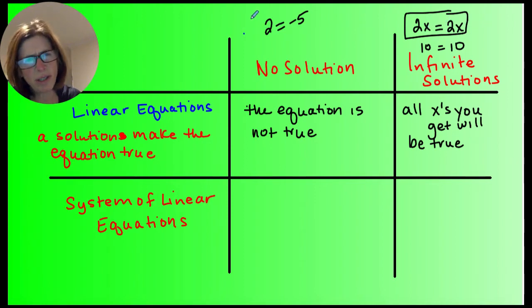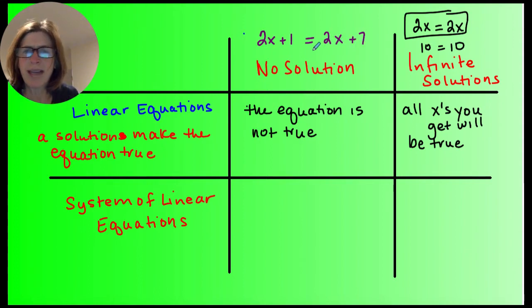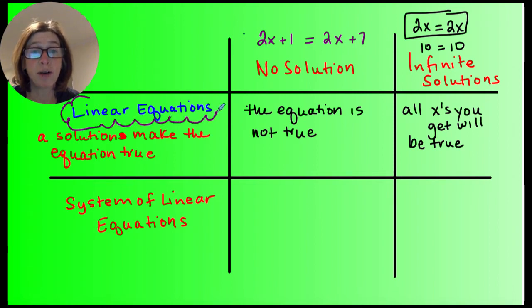Whereas if it was a no solution linear equation, it's probably going to look something like this. Maybe like 2x plus 1 equals 2x plus 7. That doesn't make sense, because if you multiply a number by 2 and then add 1 to it, how could it possibly equal that same number multiplied by 2 and then add 7 to it? So these are the two things you're going to be looking for when considering no solution versus infinite solution. But always keep in mind that when you solve a linear equation, or any equation, the solution is what makes the equation true.